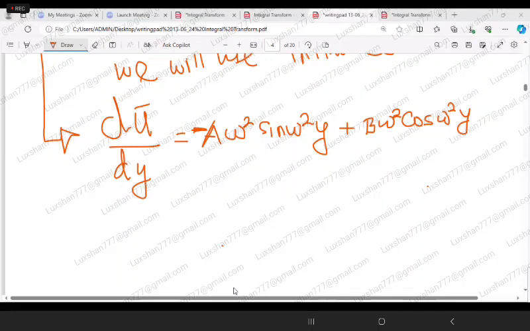First derivative, is that wrong? Which one is wrong? Is it correct now? Minus a ω² sin(ω² y) plus b ω² cos(ω² y). Is it correct now? Okay, now thank you.